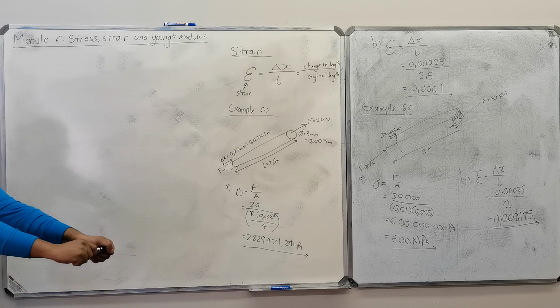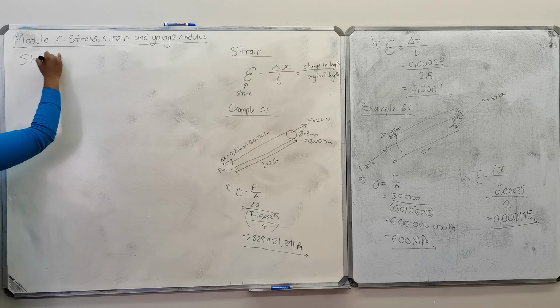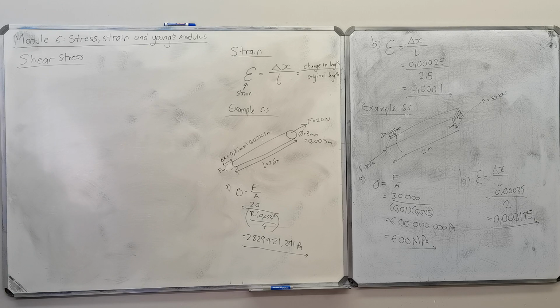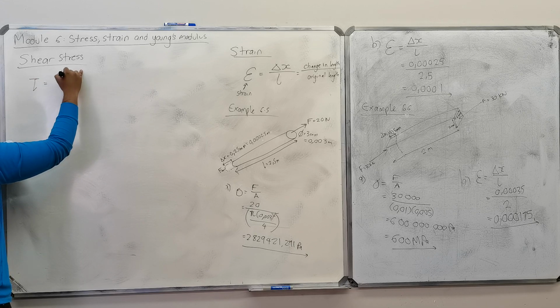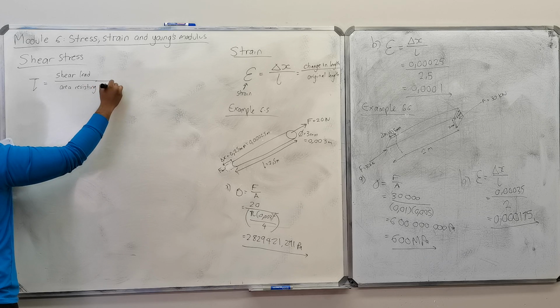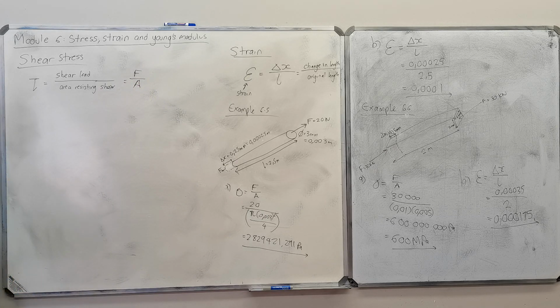The formula for shear stress is... so it's still F over A, but your symbol changes. It's the shear load over the area that's resisting shear forces. Okay? So it's still F over A.